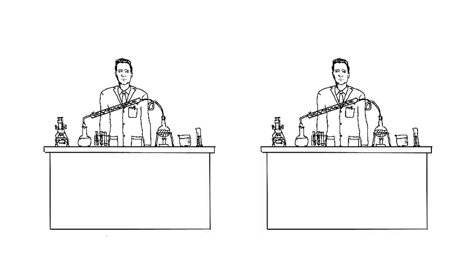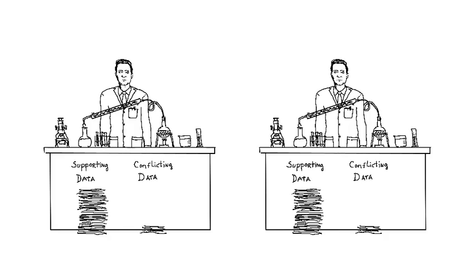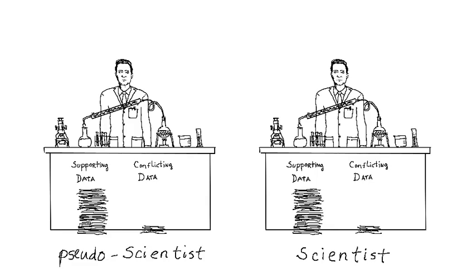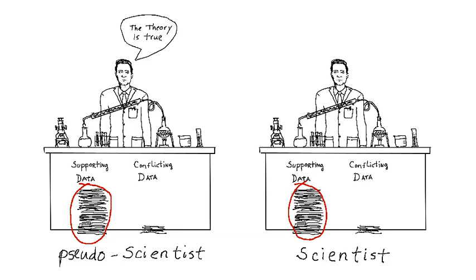To illustrate this, let's consider two scientists, each performing exactly the same experiment in exactly the same way, and getting exactly the same results. The feature that distinguishes one of them as a scientist and the other as a pseudoscientist is in how they form their conclusions. The pseudoscientist will present only the evidence which supports the theory and, based on that supporting evidence, conclude that the theory is true. Meanwhile, despite a mountain of supporting evidence, the true scientist will conclude that the theory is false because of a small number of contradicting examples.